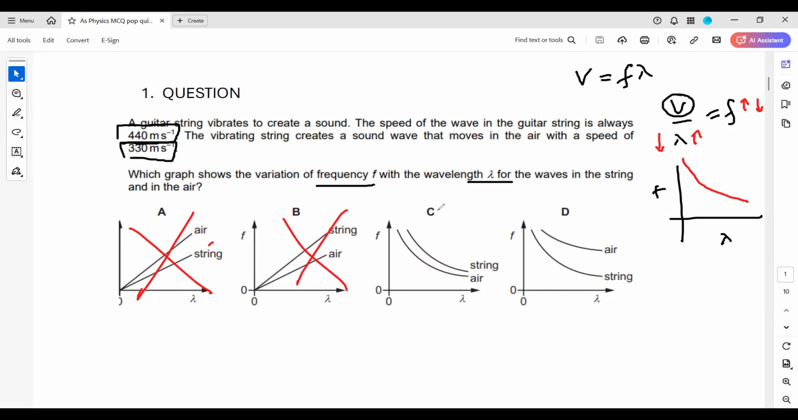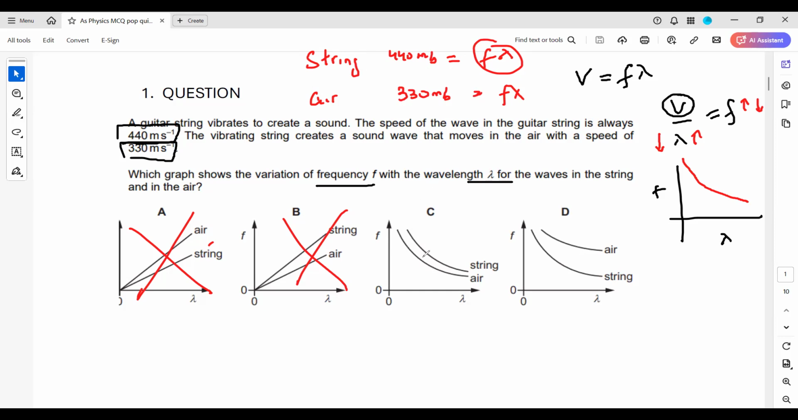Then the variation, as in the question, they already mentioned that the wave in a string is 440. If the wave is produced in a string, the speed of the wave is 440 meters per second, meaning the product of the frequency and the wavelength is 440. The wave which is produced in air has a speed of 330 meters per second, so the product of frequency and wavelength is 330. So in air, the product should be less, like 330, and in string, the product should be 440.